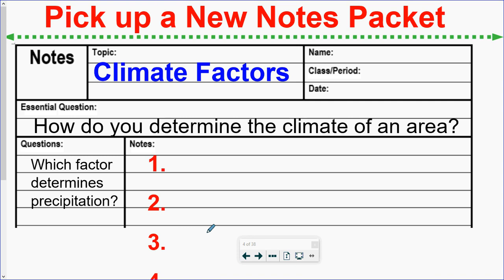So if you could please pick up a new notes packet. We're starting our next unit. If you were absent for the test yesterday, just see me tomorrow, and we'll come up with a time that you can take the test on atmosphere.